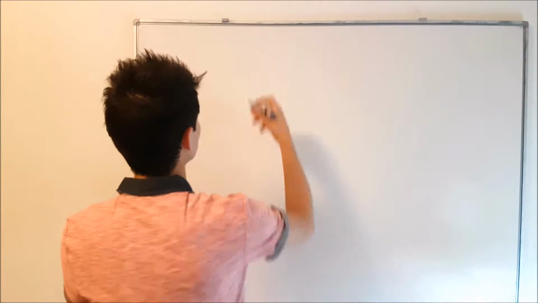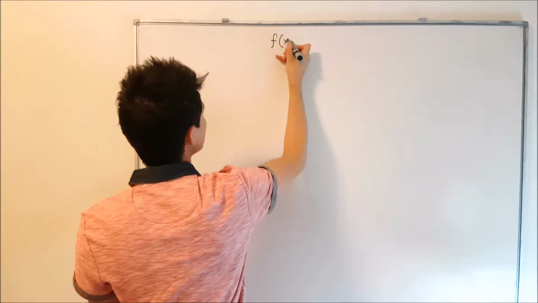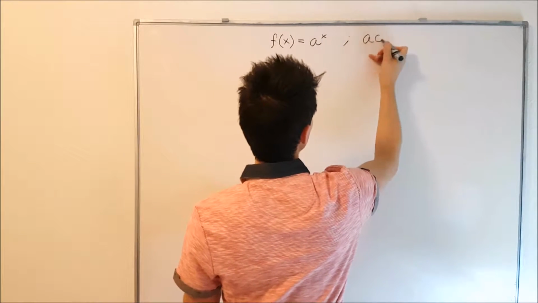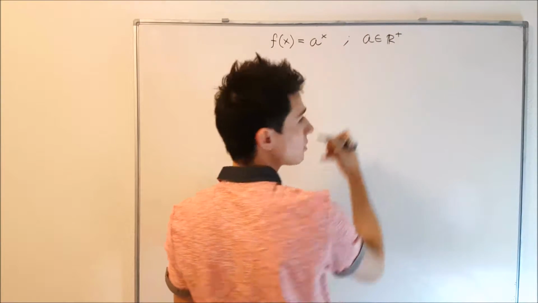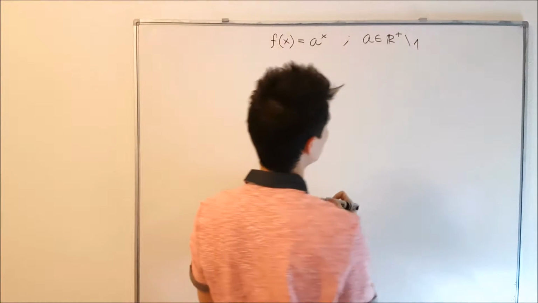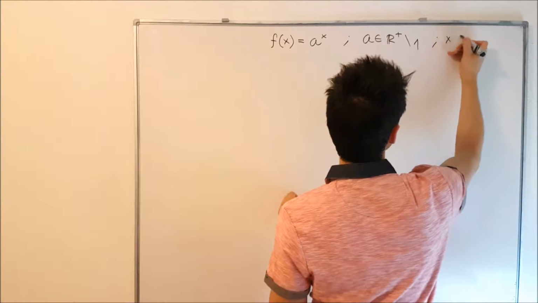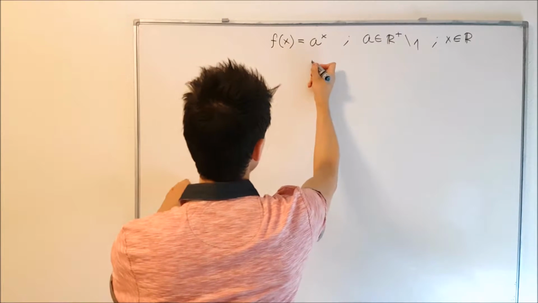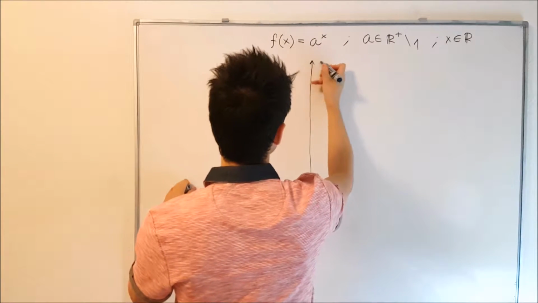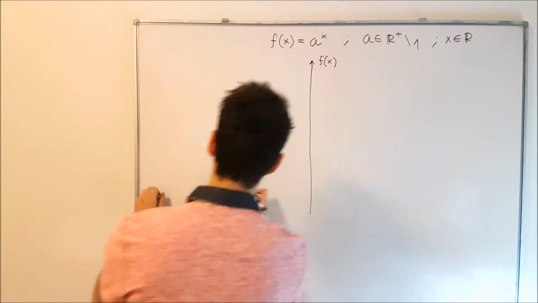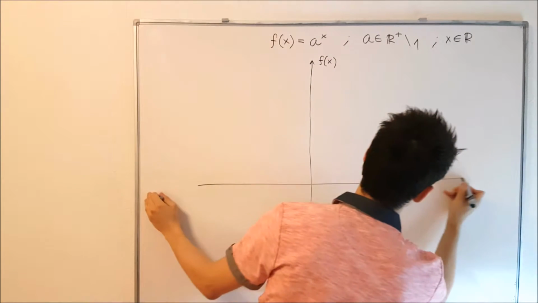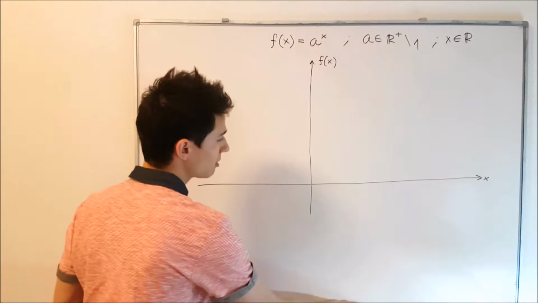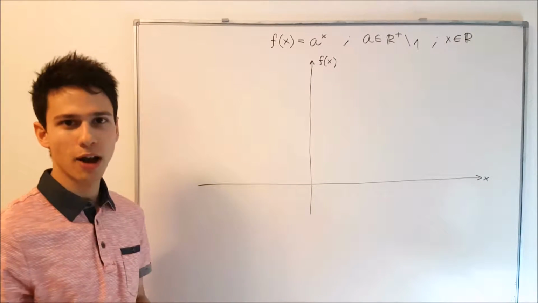So the exponential functions are the following. f of x is equal to a to the power x, where the base a can be any real value which is greater than 0 and not equal to 1, and the argument x can be any real value. So if this right here were to be the y-axis, f of x, then this line would have to be the x-axis. And for an example, let me graph the function 2 to the power x.